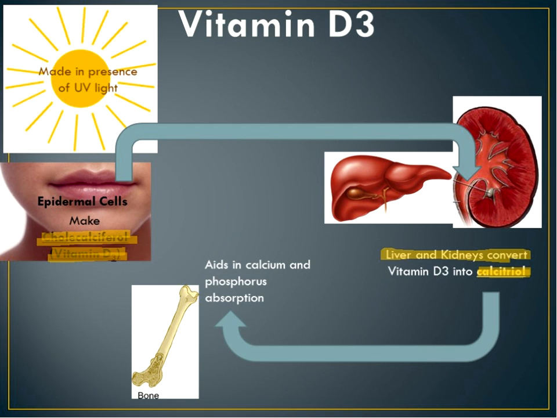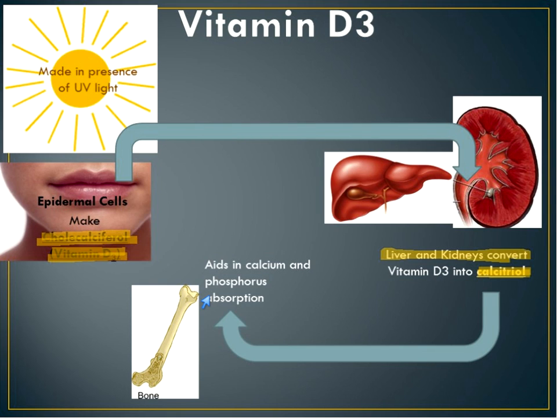So on to vitamin D3. Remember, the job of vitamin D3 is to aid in the absorption of calcium and phosphate to make sure that the bone is nice and strong. This is a process that would be a good short answer question for your exam. So I would want to know what's happening in this picture. How does your body make vitamin D3?